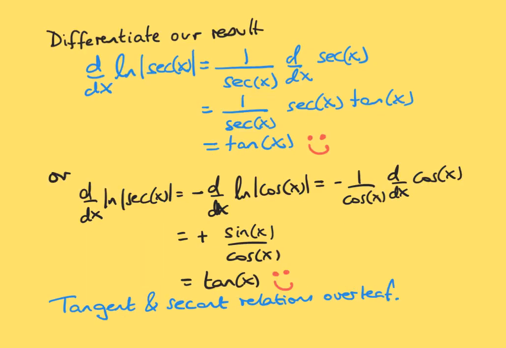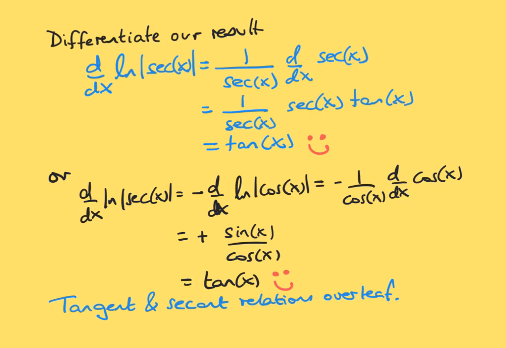So on this slide, what I'd like to do is to differentiate our result for the integral, and I'm going to do it in two different ways. So first of all, I'm just going to look at it as the log of the secant, and if you're differentiating a log from the chain rule, you get 1 over the argument of the modulus, so that's 1 over the secant of x, multiplied by the derivative of that argument, so that's the derivative of secant.